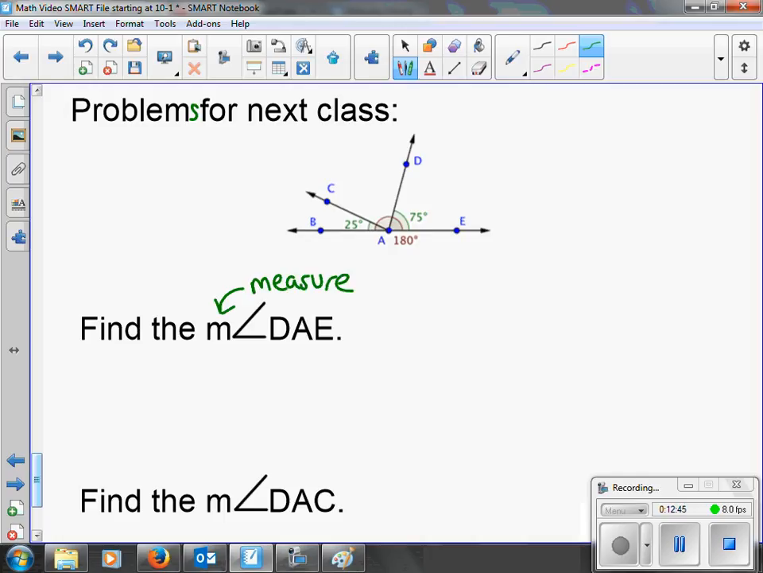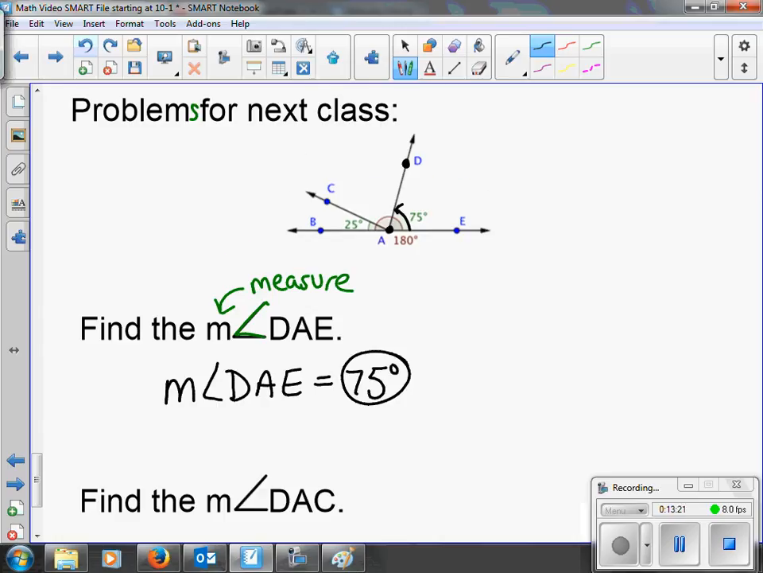Yes, you're writing everything down. Find the measure of angle DAE. So measure DAE. Okay, what is that measurement right there? That goes right here. And it's drawn for you. I'm helping you out. I'm doing the first one with you. The measurement for angle DAE equals 75 degrees, because it's written right there.